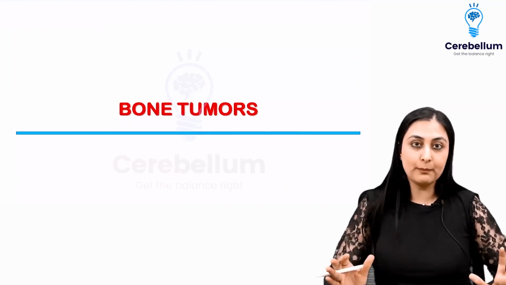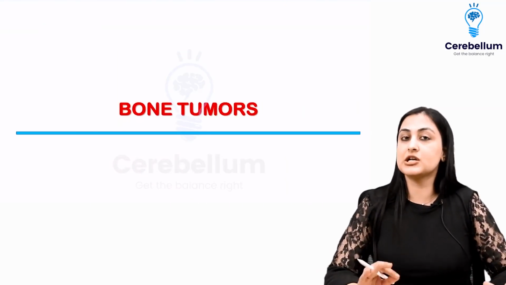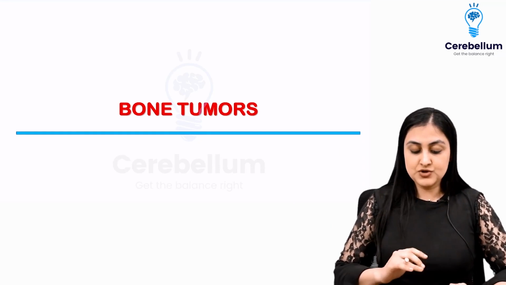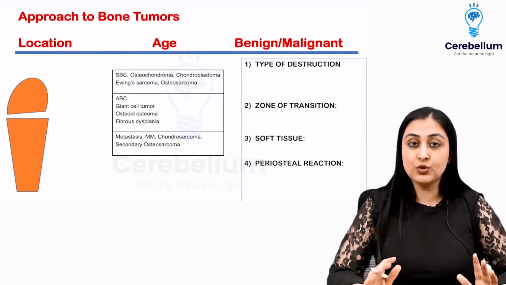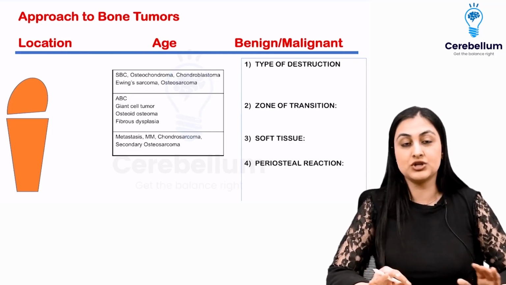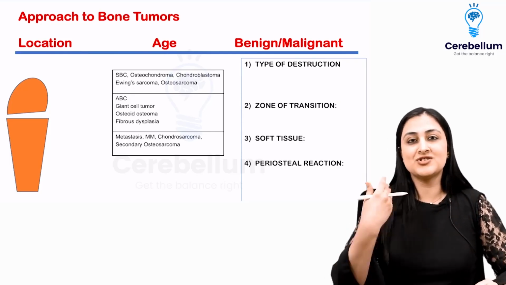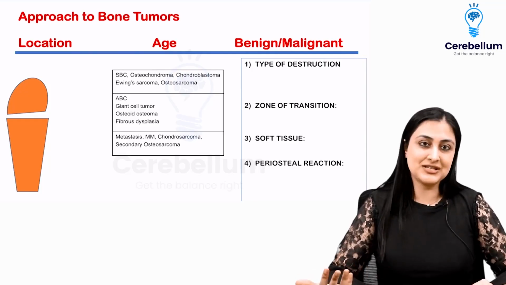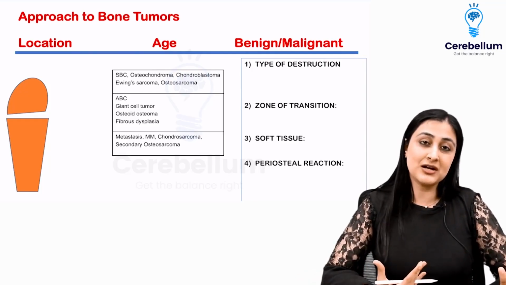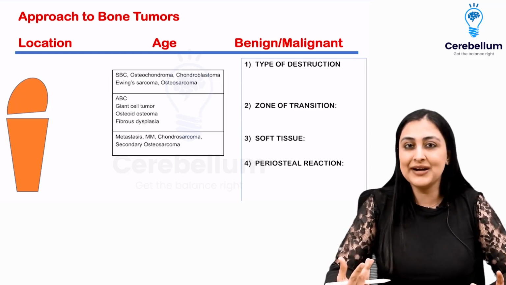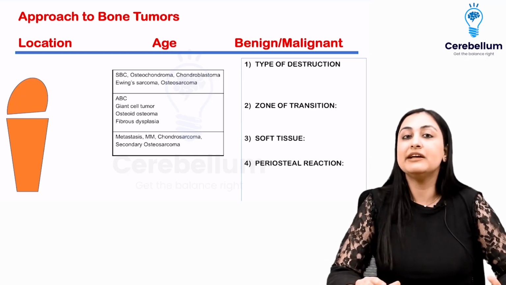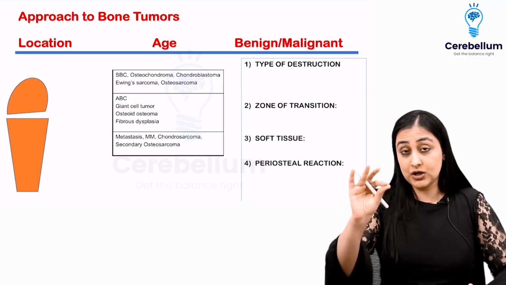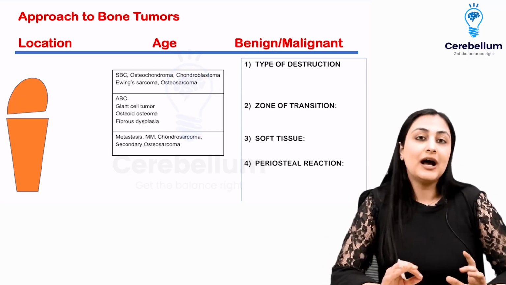Now we're going to go topic wise. So the first thing that we want to discuss is bone tumors. Okay, so in bone tumors, we need to adopt a very systematic approach. It's a very common instinct to just jump to the diagnosis the moment you see the X-ray. As far as MCQs are concerned, to a certain extent, you can do that, but in practice, you can never ever do that.